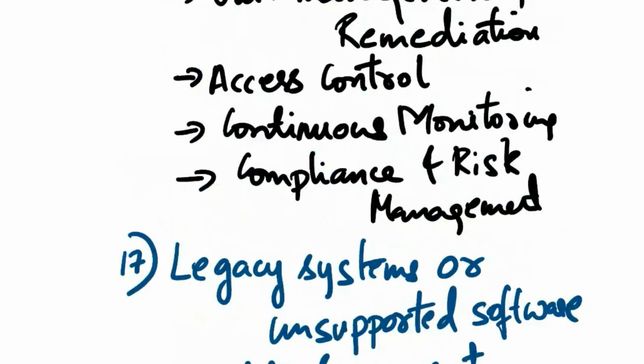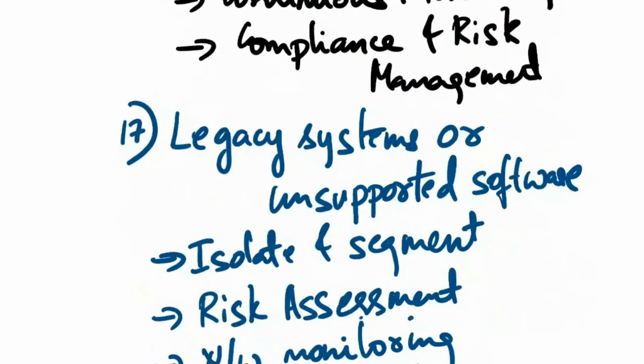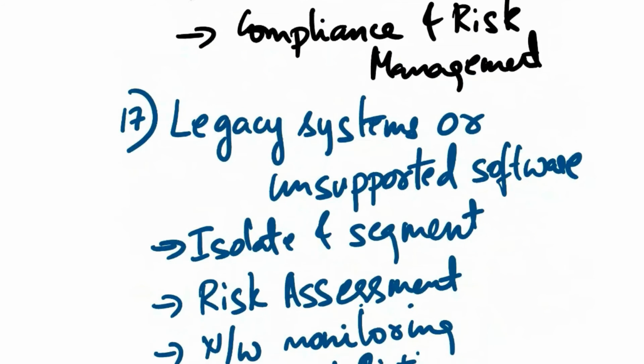So, in summary, handling vulnerabilities in legacy systems and unsupported software requires a combination of proactive risk management, network segmentation, and temporary mitigation strategies. While it might not be a perfect solution, it can help reduce the security risks associated with these systems until they can be replaced or upgraded.